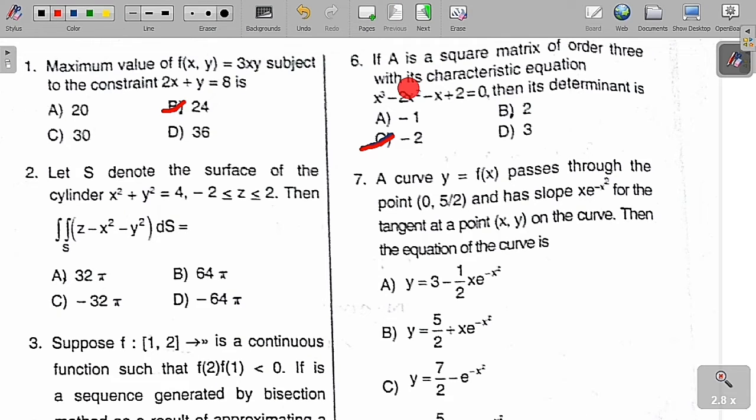Now we are going to solve another question. See the question here. If A is a square matrix of order 3, with its characteristic equation x cube minus 2x square minus x plus 2 is equal to 0, then its determinant is.